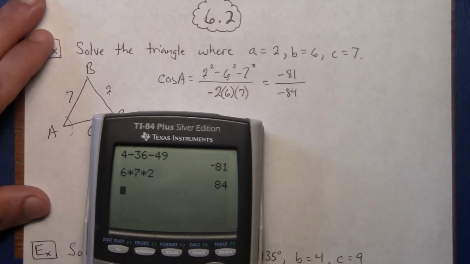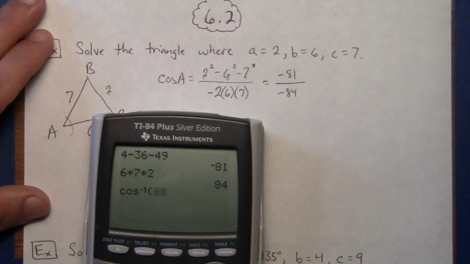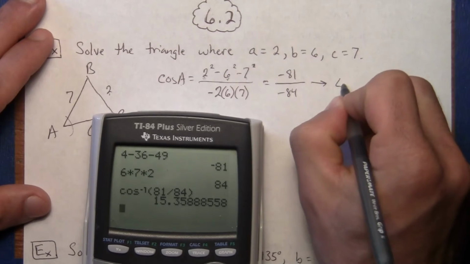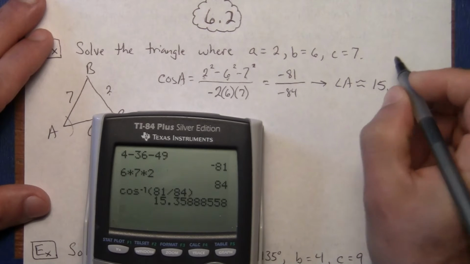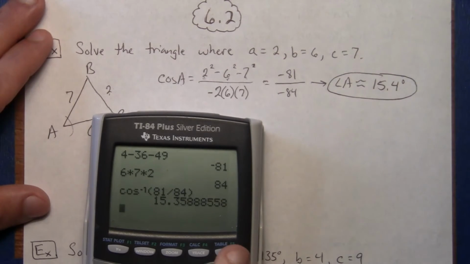Easy to figure out. I now want to take the cosine inverse of that. You can either figure out what that is as a decimal or just type that in. I don't need to worry about the negatives because they're both negative, so it becomes positive. So the cosine inverse of 81/84 tells me that angle A is approximately 15.358, or I'm just going to say 15.4 degrees. All right, so I've got angle A.